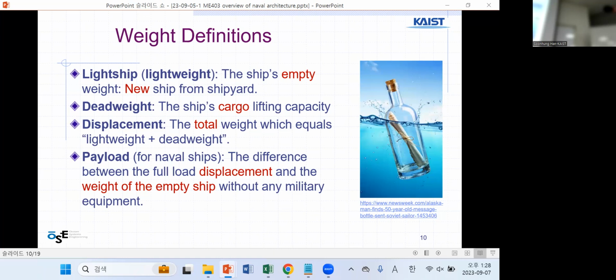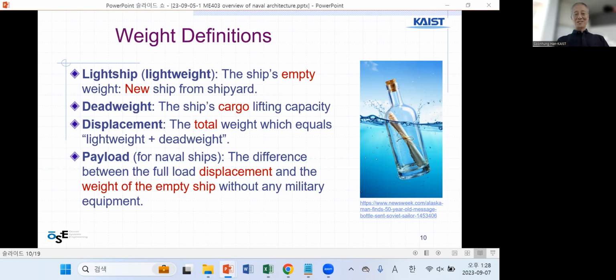The human-related load, or a Navy ship may carry more guns and missiles or something, but compared to the ship weight it is very small. So theoretically, deadweight and payload are similar, but they are used for different purposes. Question? This one, I will definitely put on the midterm exam about this weight, because it is not simple.